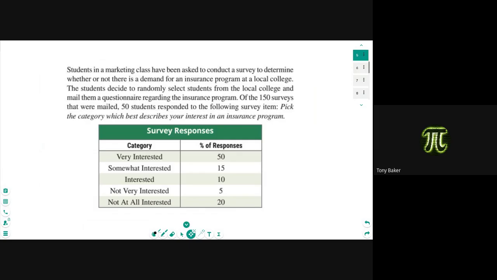Students in a marketing class have been asked to conduct a survey to determine whether or not there's demand for an insurance program at a local college. Students decide to randomly select students from a local college and mail them a questionnaire regarding the insurance program. Of the 150 surveys that were mailed, 50 students responded to the following survey. Pick the category that best describes your interest in an insurance program. 50 people said very interested, 15 somewhat, 10 interested, 5 not interested, and 20 not interested at all.